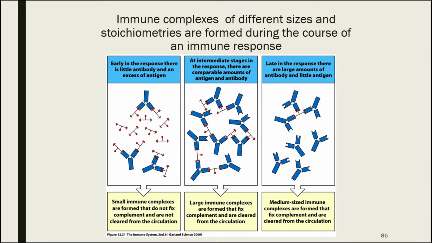Alright, so here is the graphical representation of what I talked about. This is a picture on the left. Here it shows the small complexes, which are not cleared from the circulation. And here are the large and medium-sized immune complexes. They can interact with the complement and be cleared from the circulation more easily.